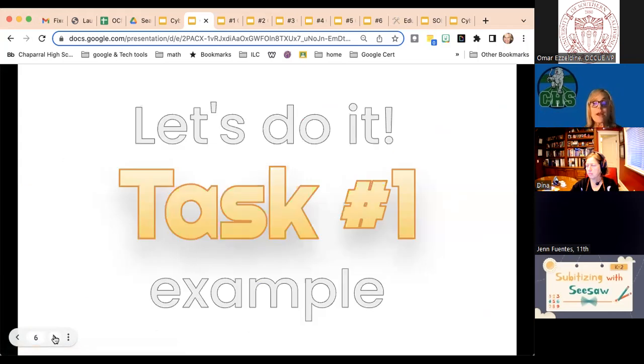So are you guys ready to do a task? Are we ready? Yeah. Okay. Now I just found out right before my other session that I wasn't going to be able to make Zoom breakout rooms. So here's what's going to happen.